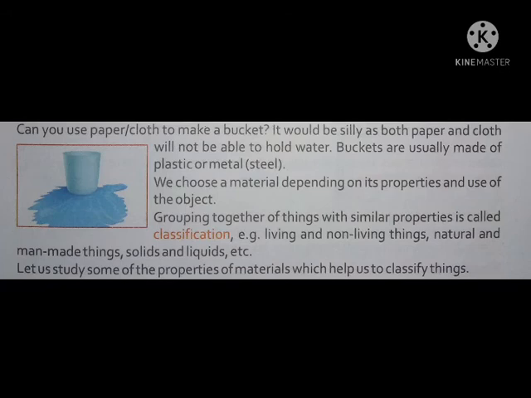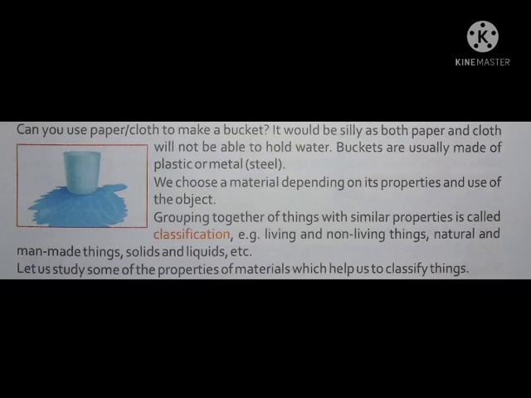But if we make a bucket from paper or cloth, that bucket which is made of cloth or paper, it will not be able to hold water. Okay, we choose a material depending on its properties and use of the object. So we have to know the properties to use the materials.